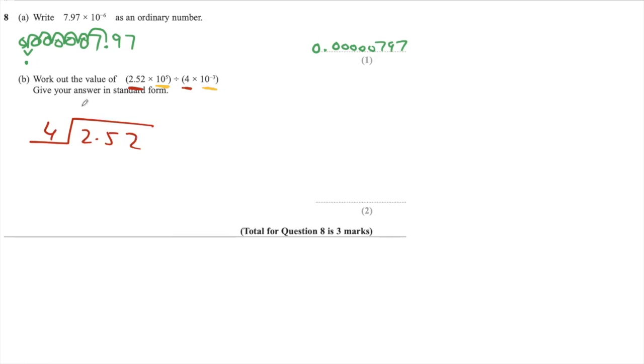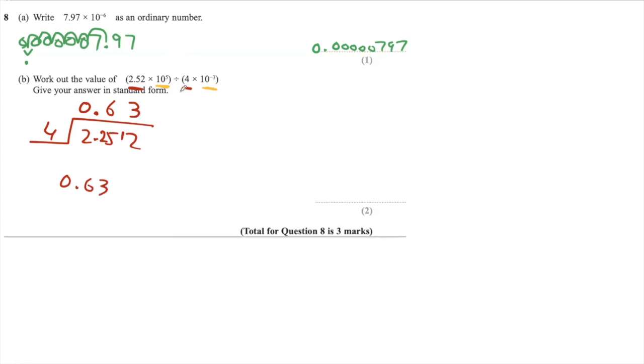4 goes into 2 0 times. And the remainder will be 2 take away 0, which is 2. By the way, we're going to have to put a decimal here because there's a decimal here. 4 goes into 25 6 times, leaving a remainder of 1. And 4 goes into 12 3 times. So the answer to 2.52 divided by 4 is 0.63.